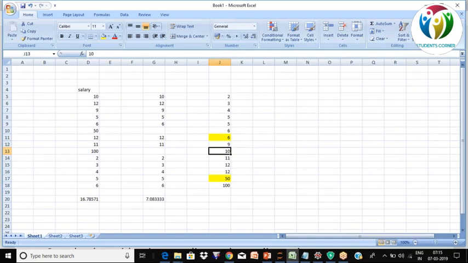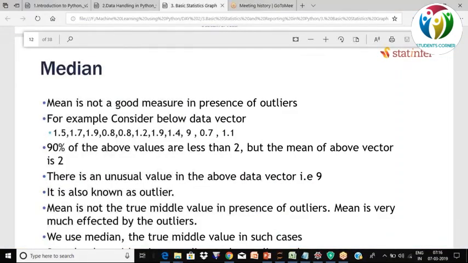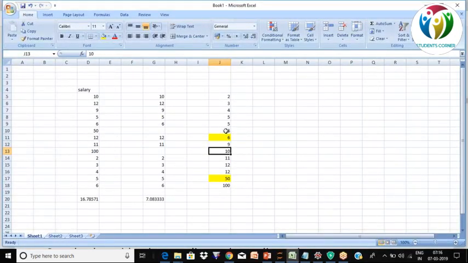Any questions? Yes, in this example, if it's an odd number... Hello. Okay, yeah. Yeah, Ramesh, we can hear you.